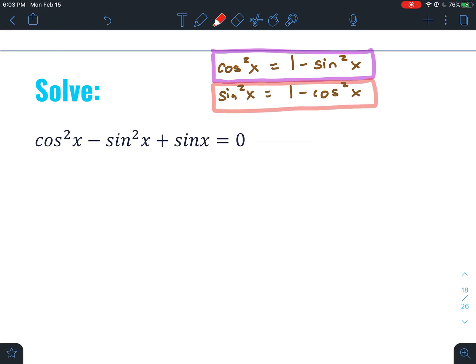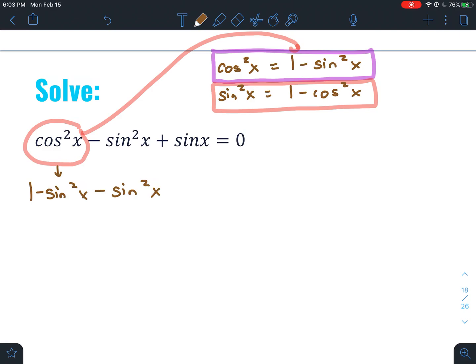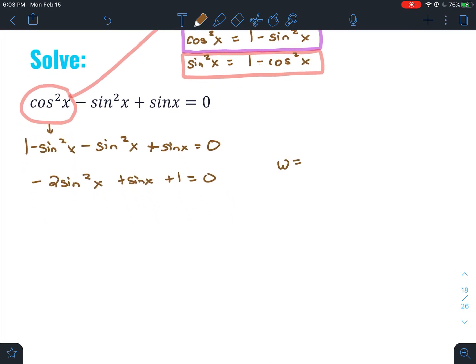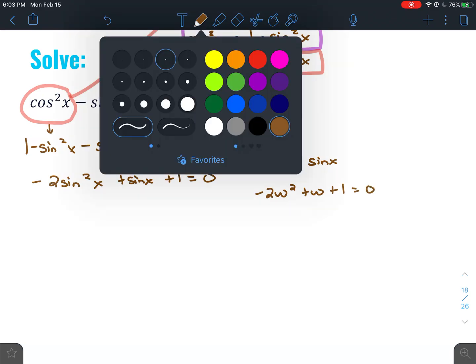So what I'm going to do is I have two sines, so I'm going to replace this cosine squared with 1 minus sine squared. So I'm going to substitute 1 minus sine squared in for that cosine squared. And then I still have minus sine squared x, and then plus sine x is equal to 0. Combine like terms, and I have negative 2 sine squared x plus sine x plus 1 is equal to 0. All right, I'm going to replace, so I'm going to let w equal sine x. So I have negative 2w squared plus w plus 1 is equal to 0.